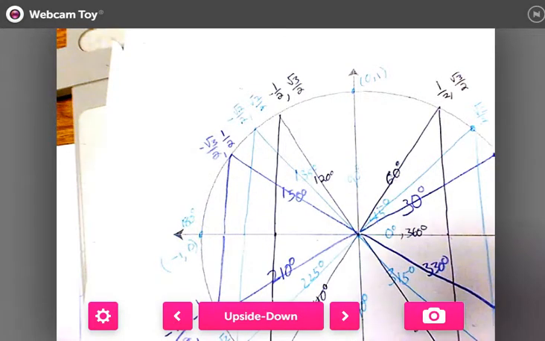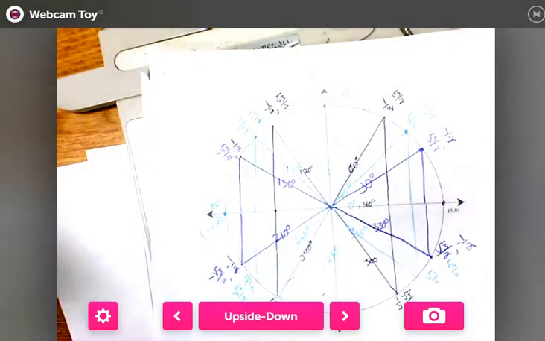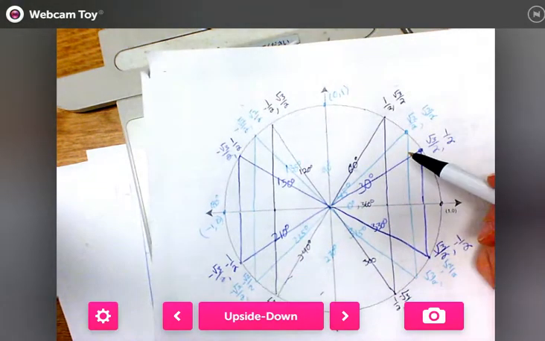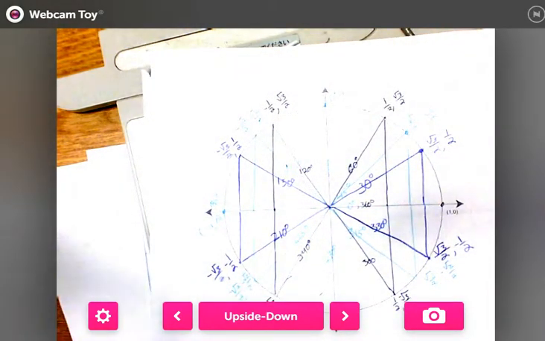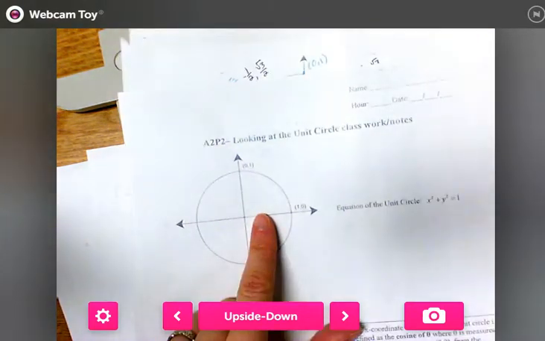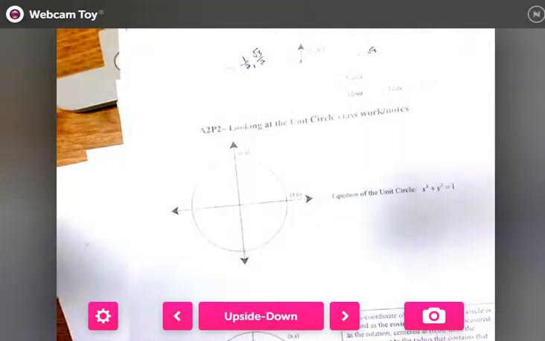You need your unit circle out in front of you. In order to do this, you need your unit circle out in front of you. We're going to look at these numbers on the outside in order to find some of these angles. So if we're looking at the unit circle classwork and notes, this is what you need to have out in front of you in order to do this.